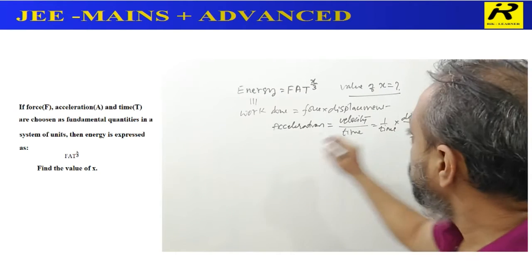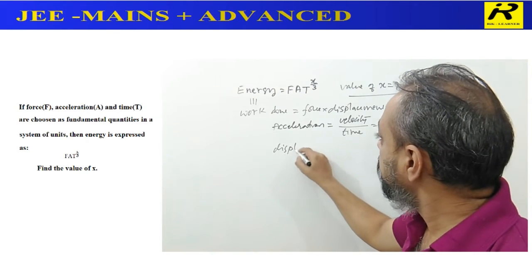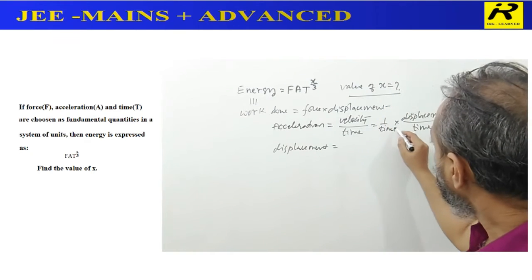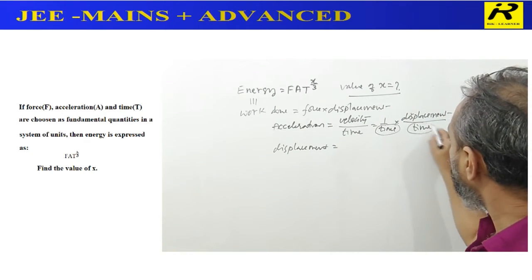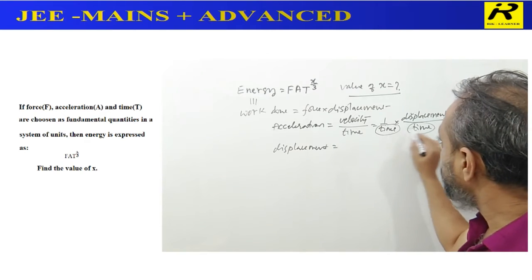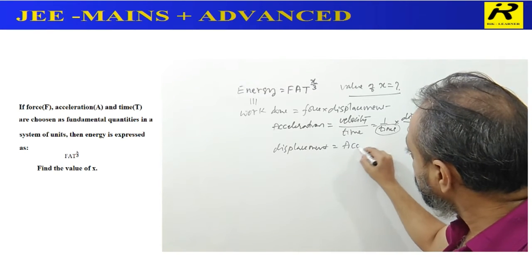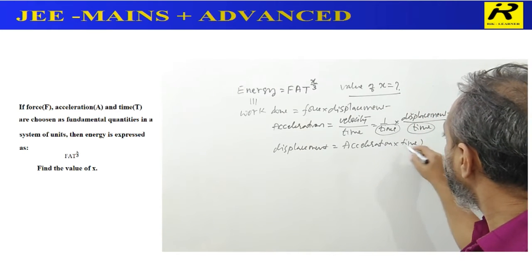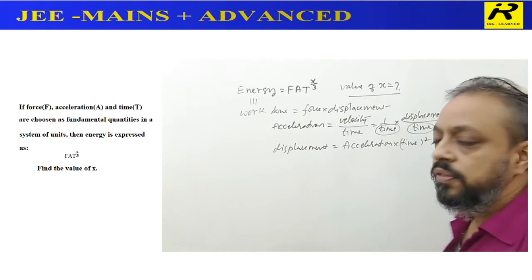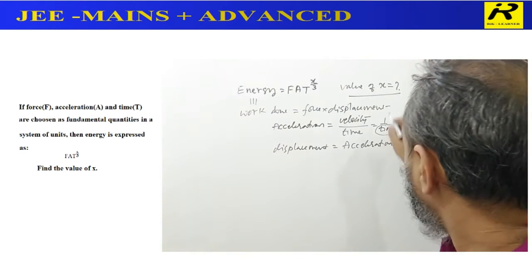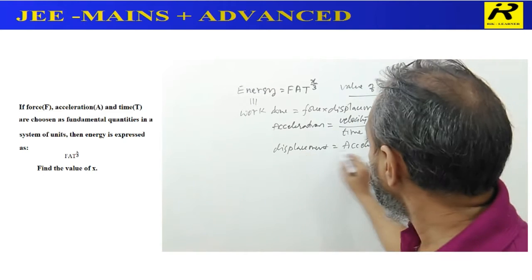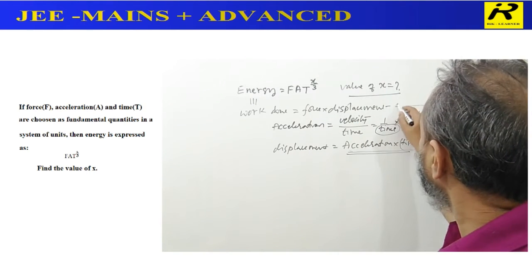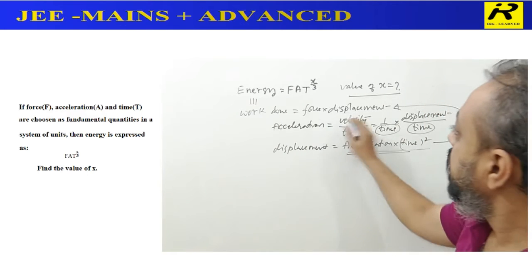So when I define displacement from this, displacement is equal to, on making cross multiplication, in the denominator we are having time here and time here. So the multiplication of time is time square, right? Acceleration multiplied by the square of the time will give displacement, right? So in place of this displacement, I simply use these things: acceleration multiplied by the square of the time should be used here.